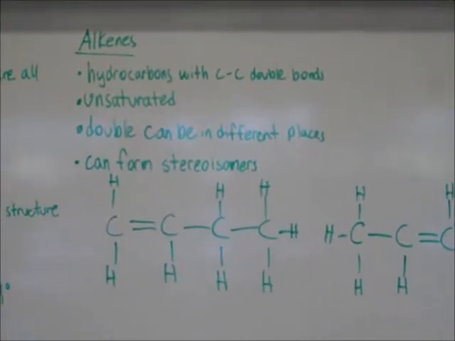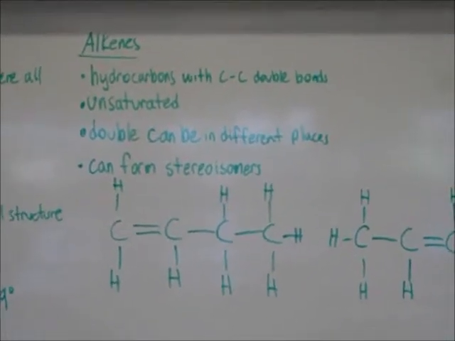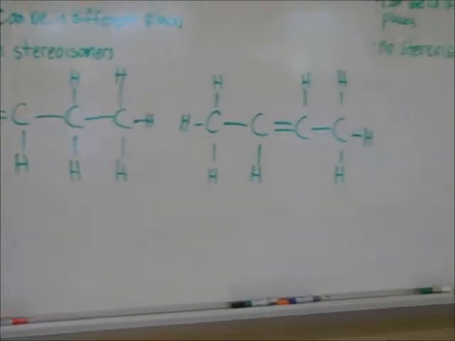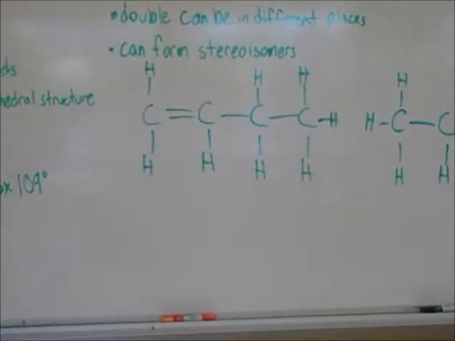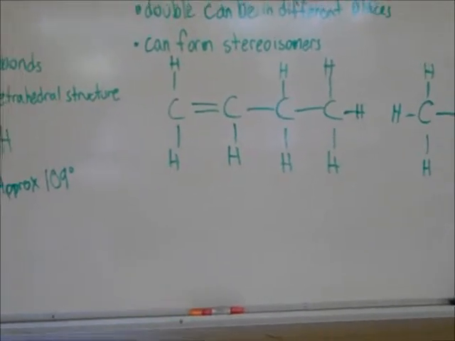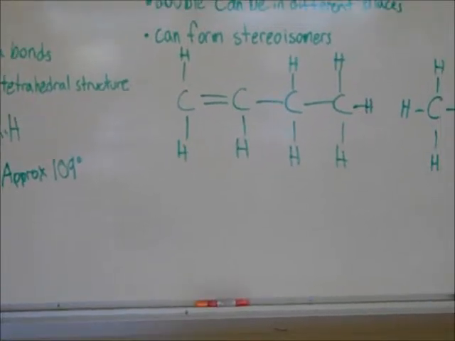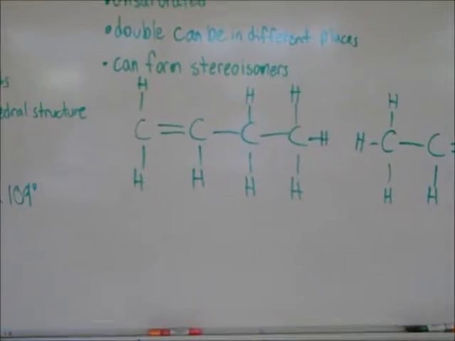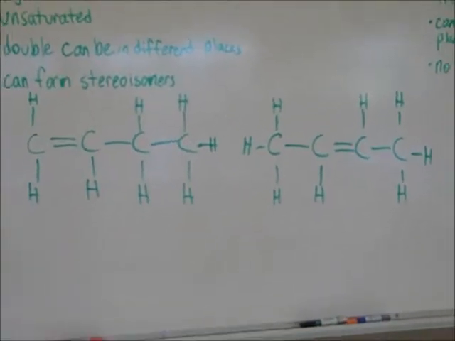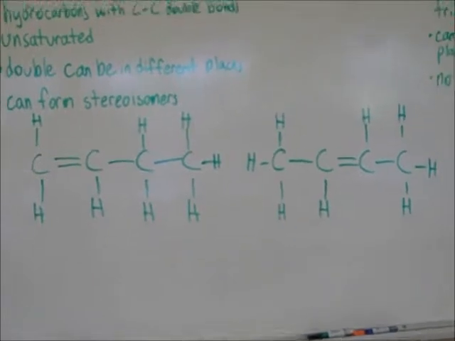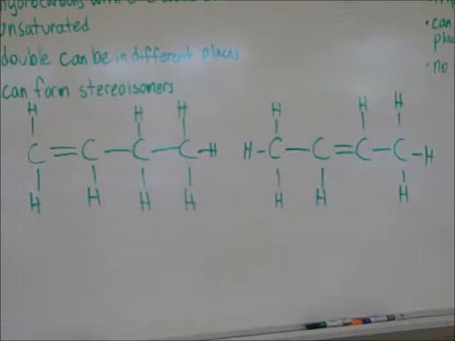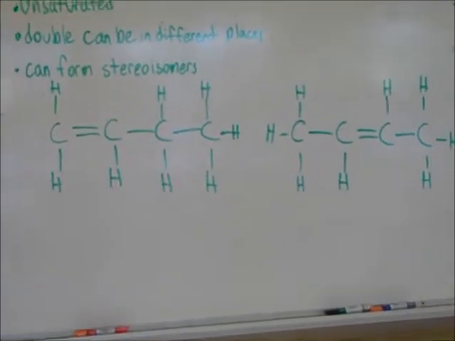Alkenes are hydrocarbons with at least one carbon-carbon double bond. These are unsaturated because, as you can see from the drawings below, the double bonds cause the carbon to take up one less hydrogen bond. These double bonds can be in different places, and this forms stereoisomers. So as you can see by the two different drawings there, the double bonds in the separate locations cause the structure to be different, even though there's the same amount of carbons and hydrogens.